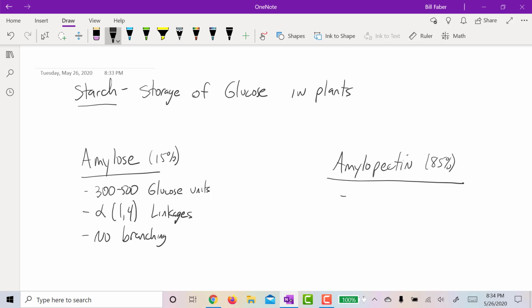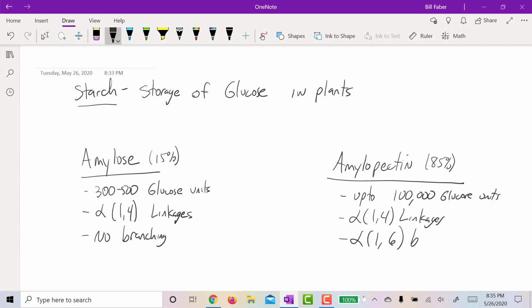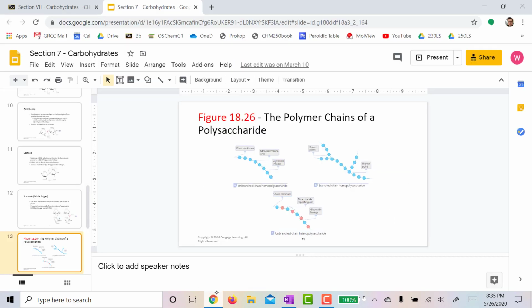And then amylopectin can have up to 100,000 glucose units. And it also has alpha 1,4 linkages, but it also has alpha 1,6 branches. Okay, and so let me show you an image of this.